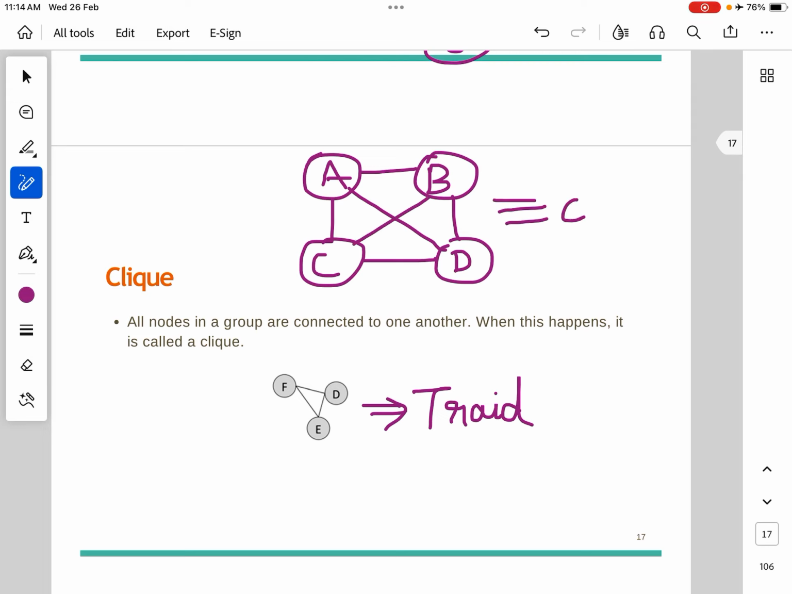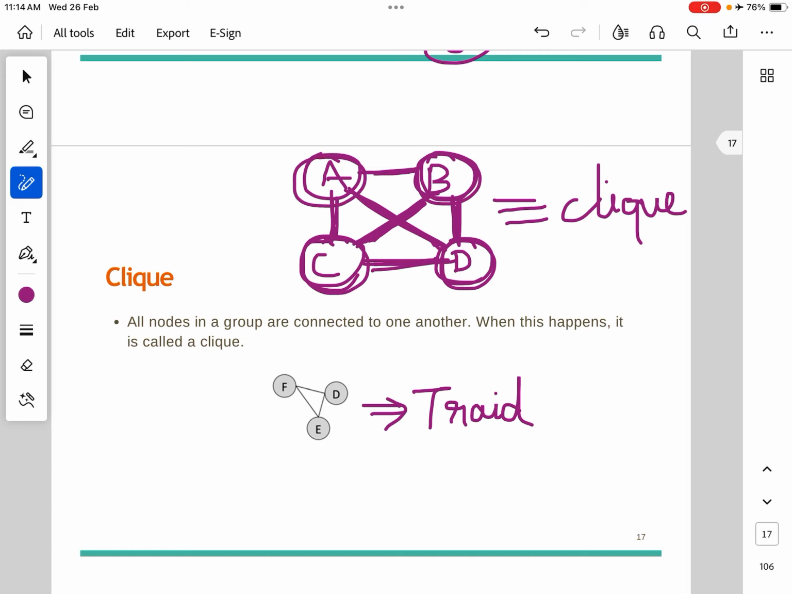This can also be called a clique. For this, all nodes should be connected to one another. That means B should be connected with A, D and C. Likewise, D should be connected with B, C and A. C should be connected with A, B and D. A should be connected with B, C and D. So it should be connected with all the nodes which are present in the network.